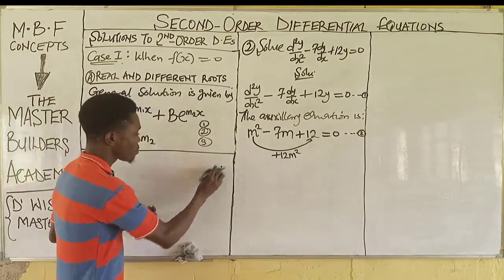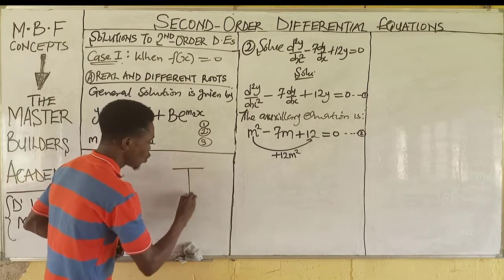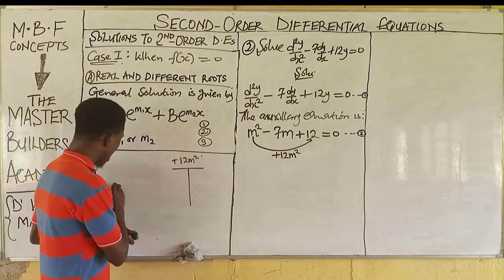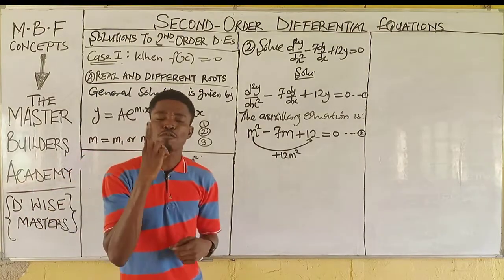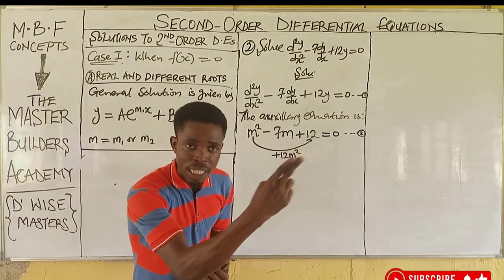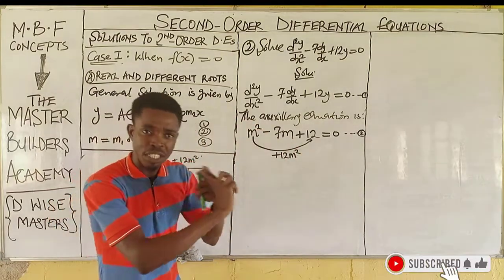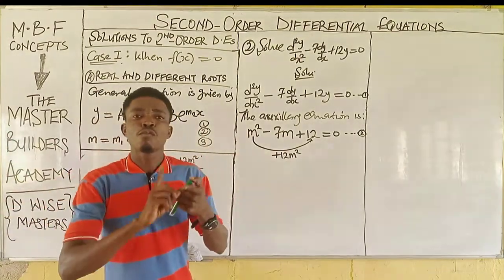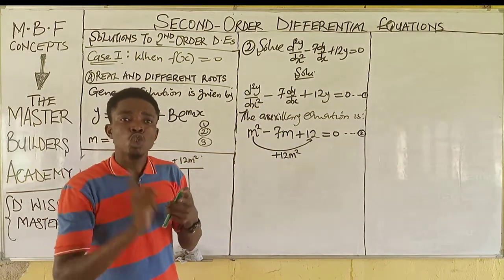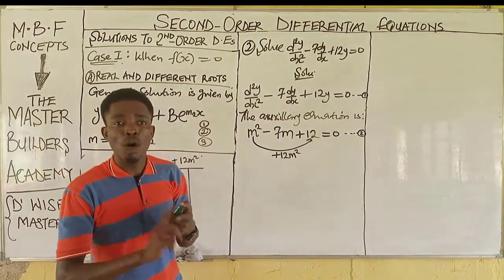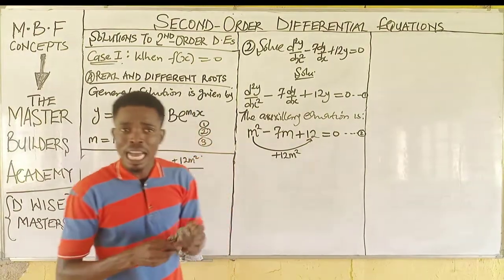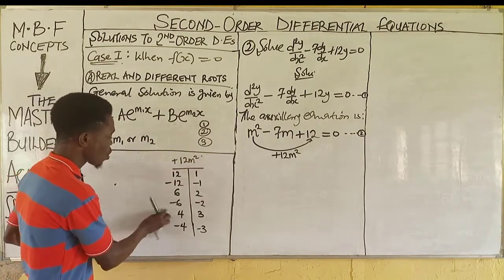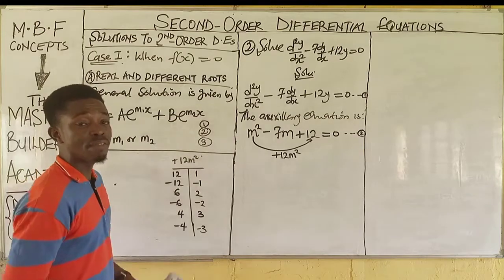Very quickly, we will look at the two factors of 12. Now understand that for the product of two factors to be positive, it is either both factors are positive, or both factors are negative. Don't forget this. So therefore, these are the 6 factors of positive 12.